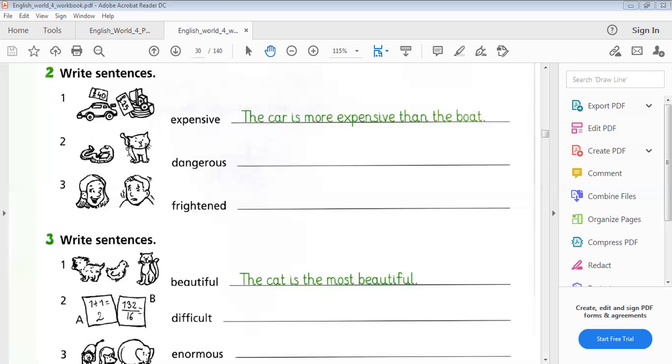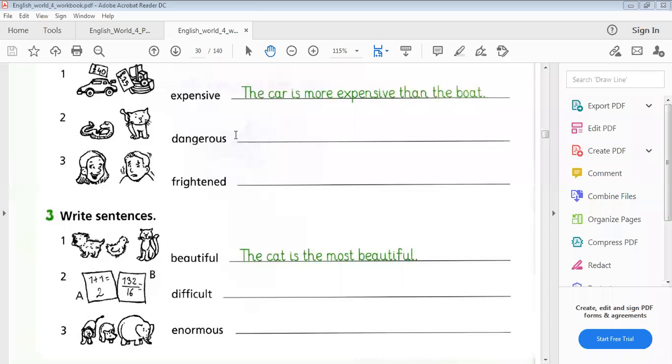Look, number two. Which one is more dangerous? The cat or the snake? The snake. The snake is more dangerous. Okay, you see, it's really easy. You just say the snake is more dangerous than, don't forget than, the cat.